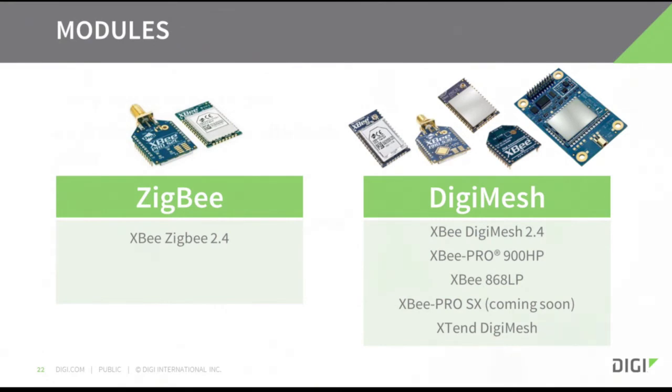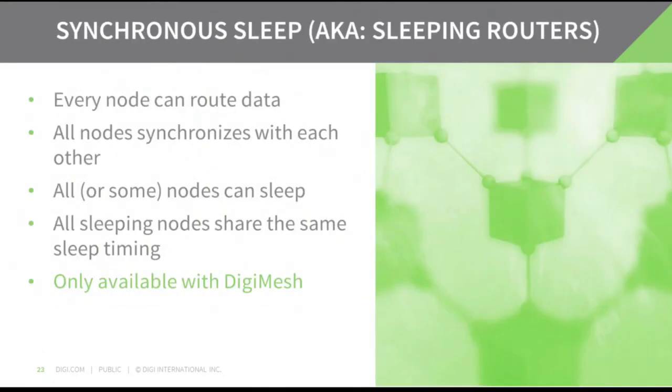Just a little bit more information on that synchronized cyclic sleep we talked about. Again, every node in a synchronized cyclic sleep network can route data. All nodes synchronize with each other. A sleep coordinator is randomly elected during the sleep process, and then it will send out a sync message at the beginning of each wake cycle to keep all the radios in sync.